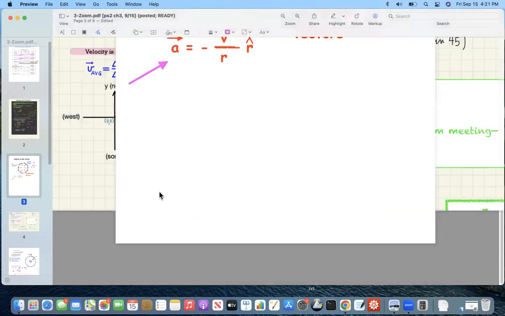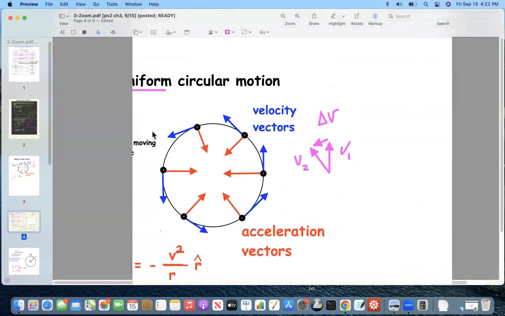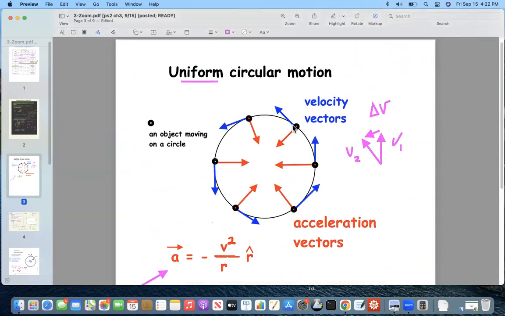All right, so you have to be careful in chapter 3 to treat everything as a vector. You know, I say here, the velocity changes. Yeah, the velocity vector changes. The magnitude of the velocity vector doesn't change. We call that speed. So in uniform circular motion, the speed is constant, but the velocity is constantly changing.